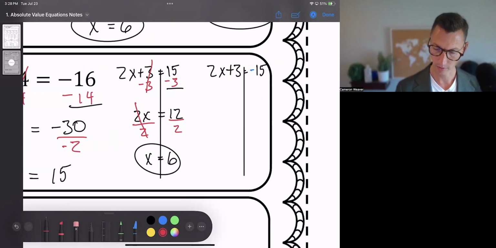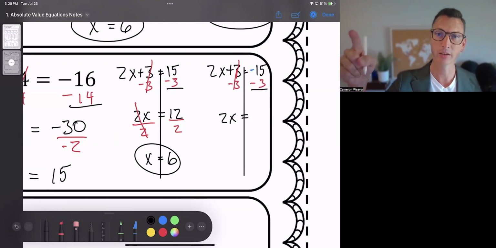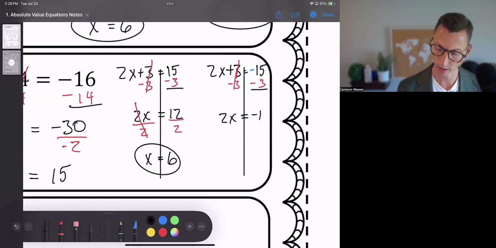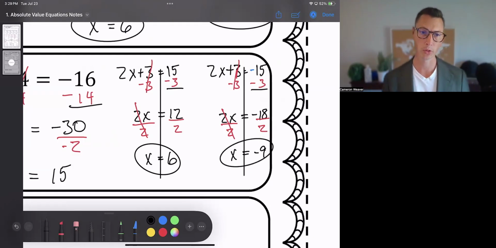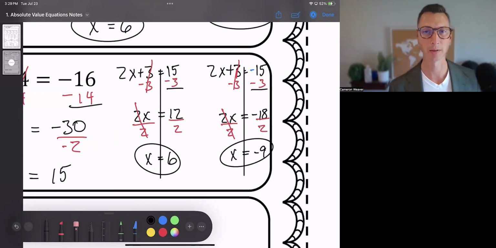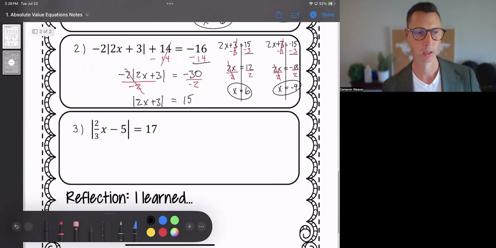Come back up here. Subtract 3 because that is our constant from both sides. 2x. Now negative 15 minus 3, this gives us a negative 18. Side by side must divide. X is going to be equal to a negative 9 for that one. So x is both positive 6 and negative 9. All right, last one, problem number 3.